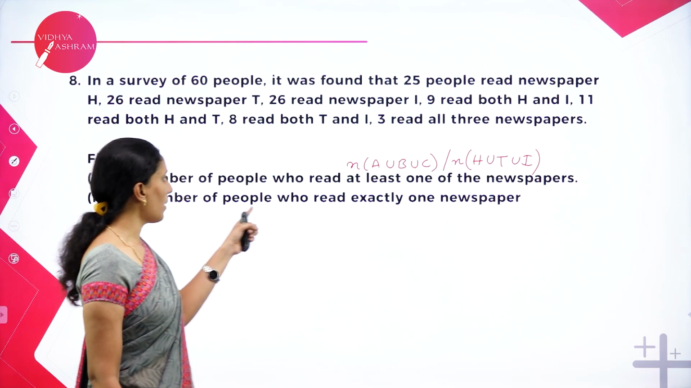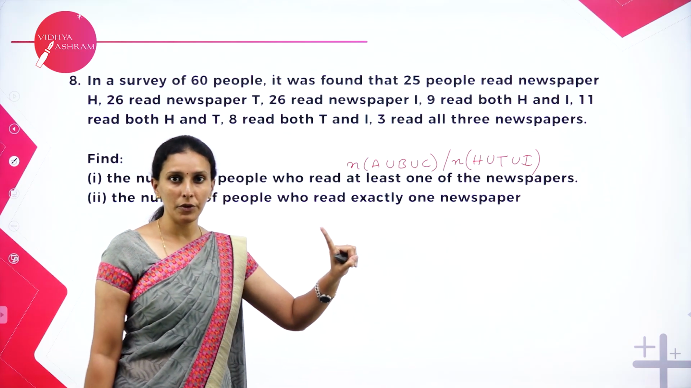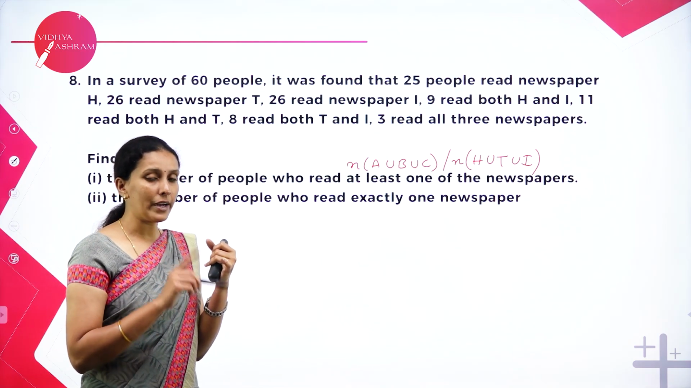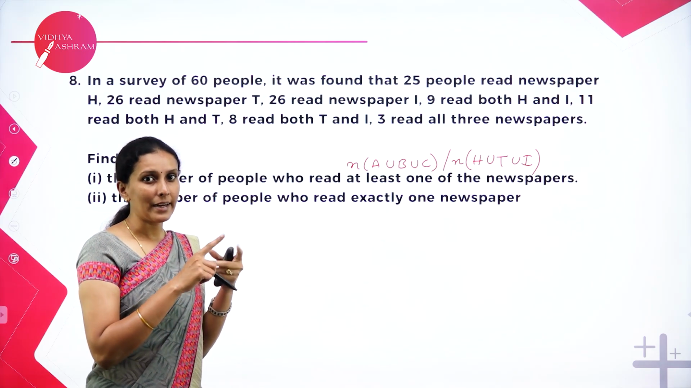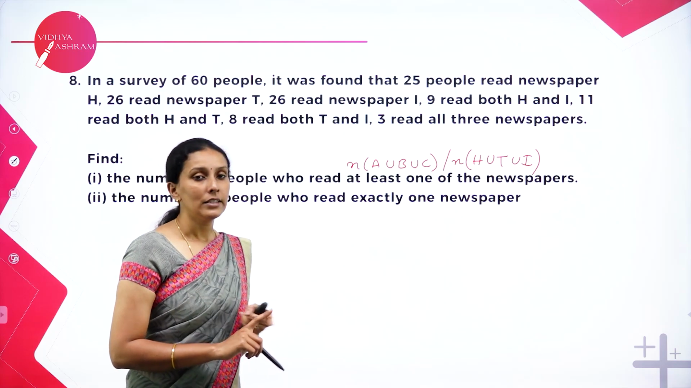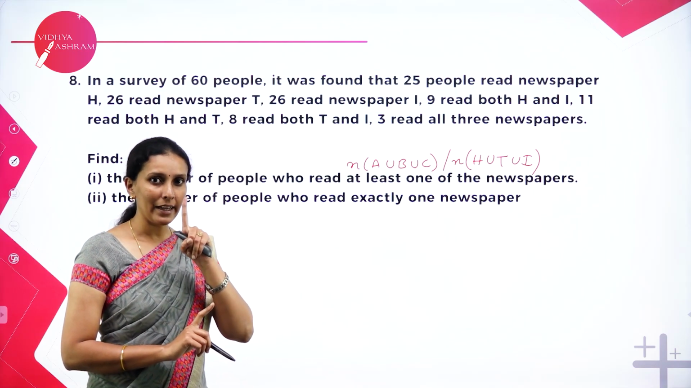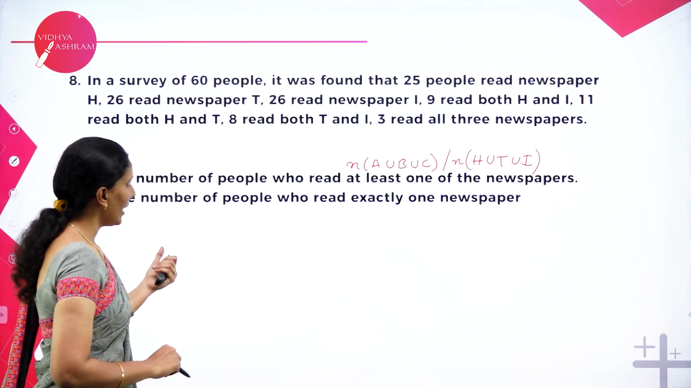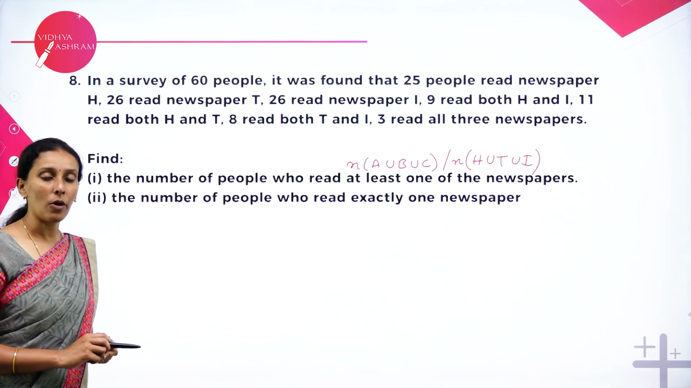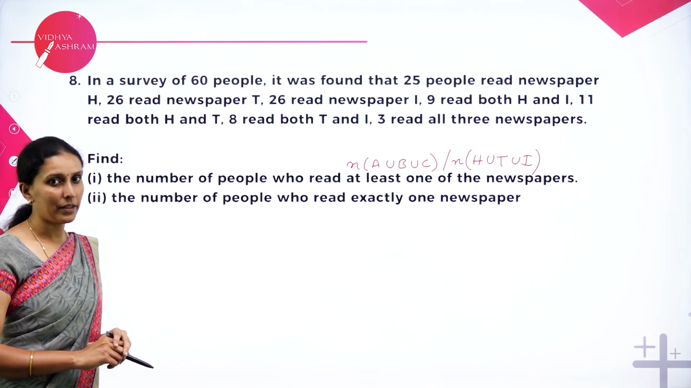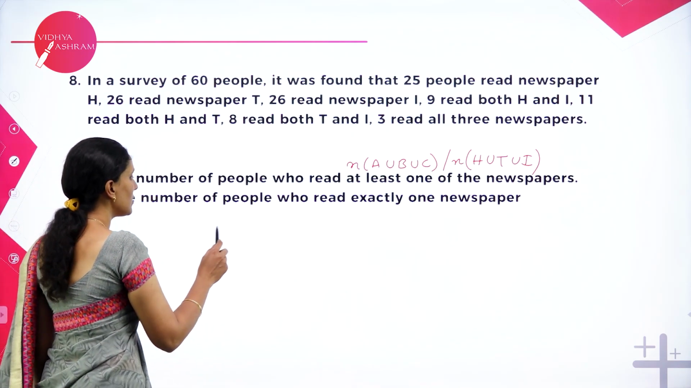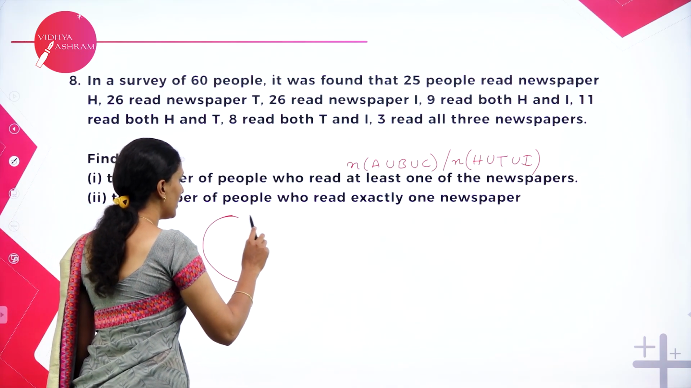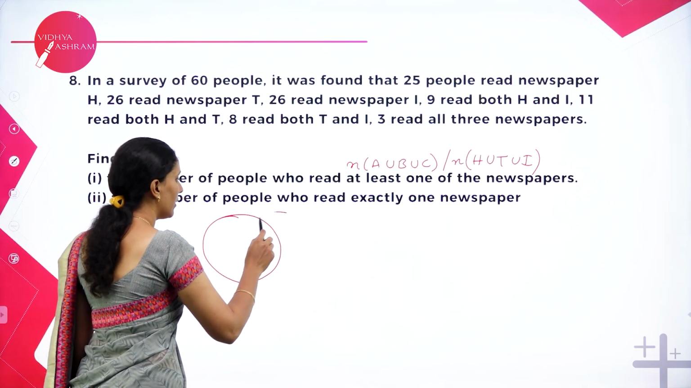And we need to find the number of people who read exactly one newspaper. That means we need to find the people who read only H, only T, only I, and then add them to find the total number of people who read exactly one newspaper. So again, instead of a statement problem, we can use the Venn diagram method so that we can easily find the answer here. Since we have 3 sets, let me take 3 sets here.